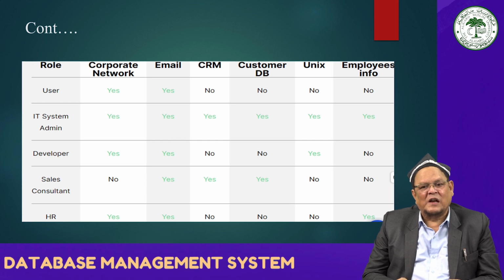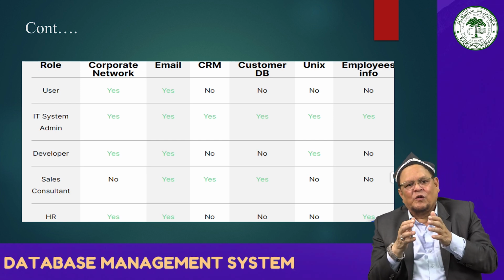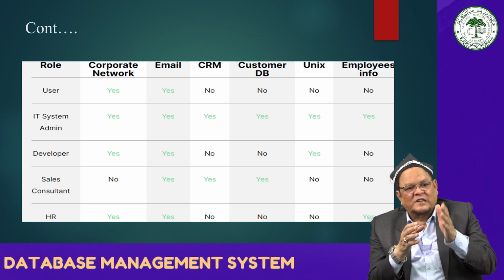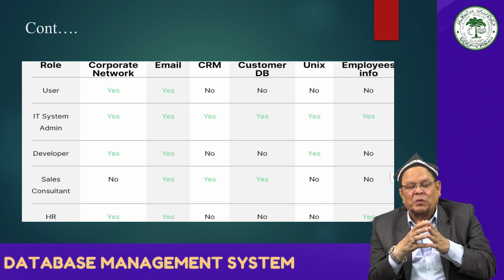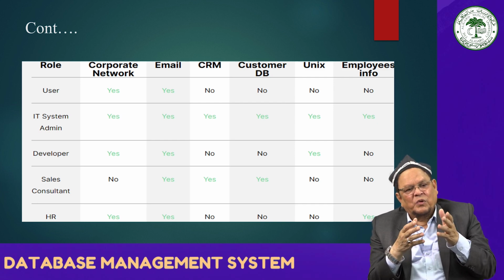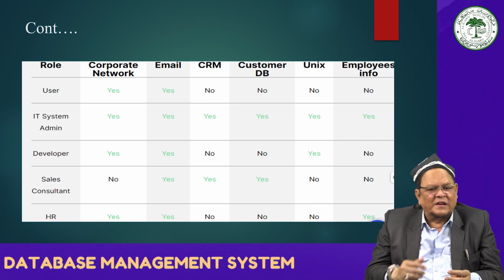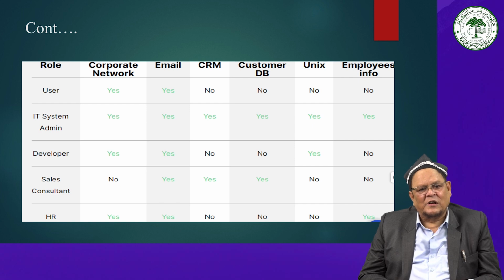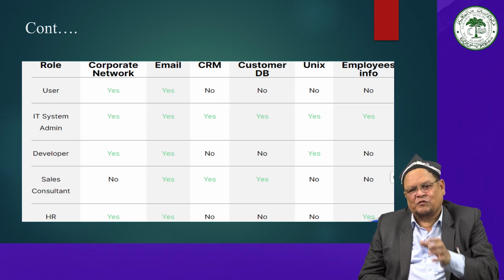So I am giving a diagram in tabular form. I am giving one example, which will be more visual, for role-based access control. There the roles are there. The employee can work as a user, maybe in IT administration. I'm taking a developer, sales consultant, and HR. Okay, there are some roles and activities: corporate networks, email, CRM, customer DB, Unix, and employee information.